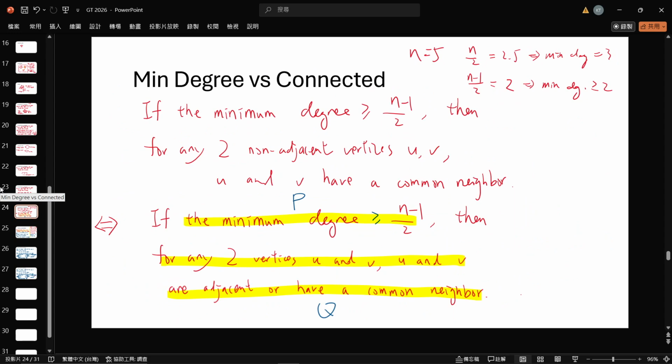But can we get an even better result? Can we still keep reducing this value here? Now it's n minus 1 over 2. Can we change this to n minus 2 over 2? So why not?